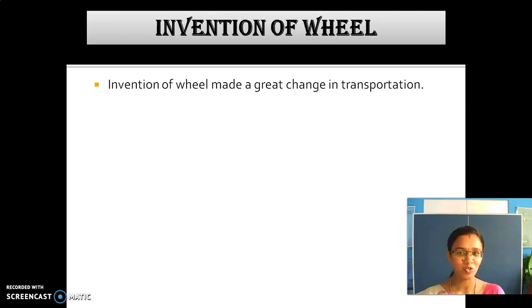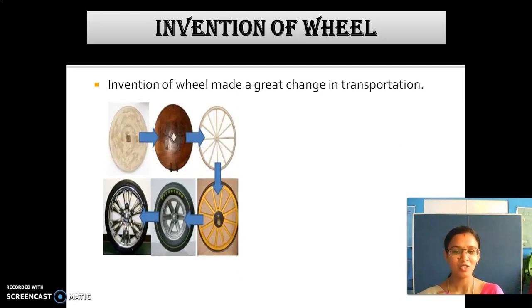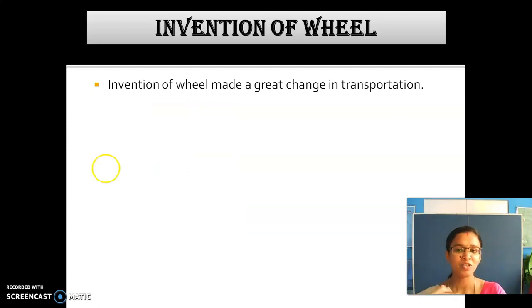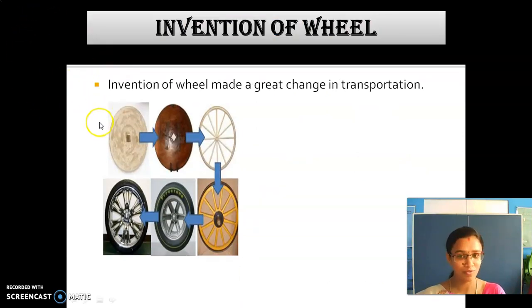The invention of the wheel in transport has made a great change. This was the first wheel invented. As the days change, the structure of the wheel has also changed. First they made it with the help of stone, and then they used wood. Now we are using what? Irons and fibers.